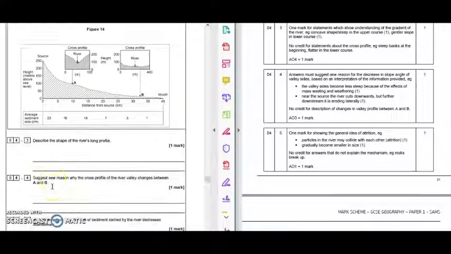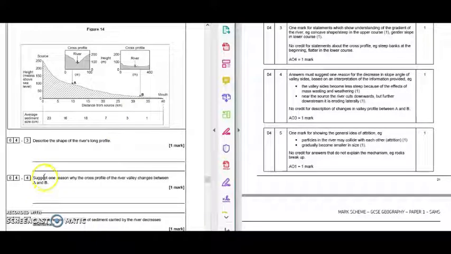Question 4.4 suggests one reason why the cross profile of the river valley changes between A and B. So we're not looking at the long profile this time, it's just a cross section of a part of it. So at this point A, you've got this cross profile, you've got the land, which is the dark grey, and the river that it points to here. And then a point at B, again, you've got the land and the river.